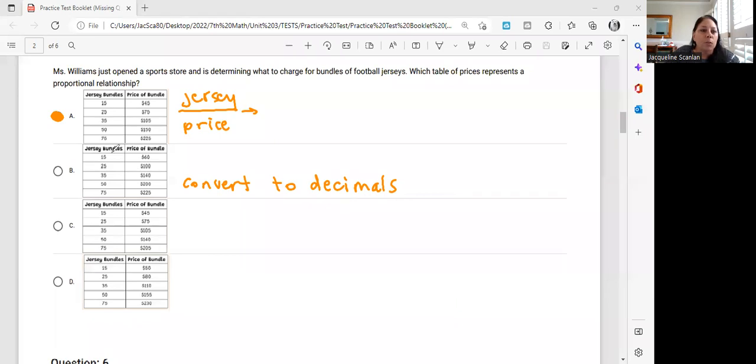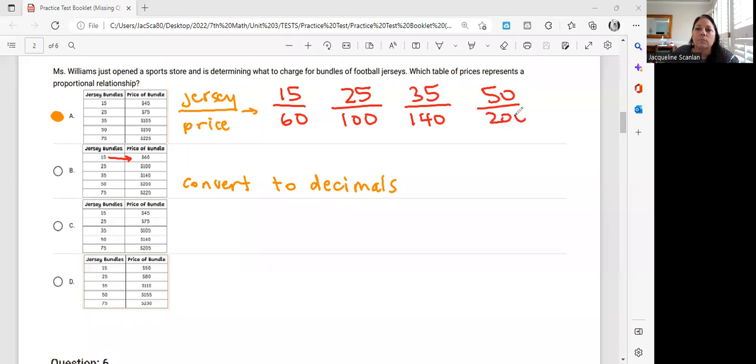Okay, so my first fraction would be 15 and then 60, 15 jerseys for $60. And that's supposed to be the same as 25 jerseys for $100 and 35 jerseys for $140 and 50 jerseys for $200 and then 75 jerseys for $225. Right, so the first thing I'm going to do is convert to decimal. I'm going to take 15 and divide it by 60. So 15 divided by 60 gives me 0.25.